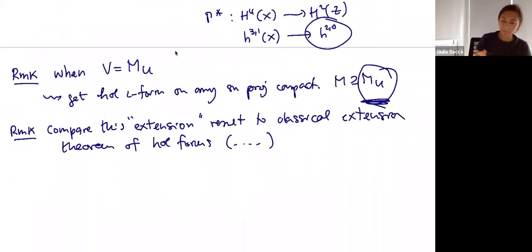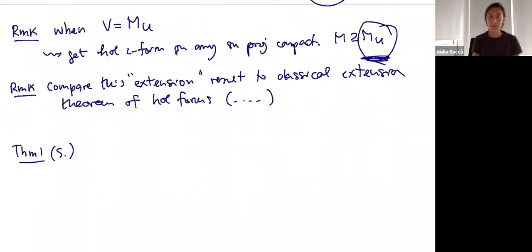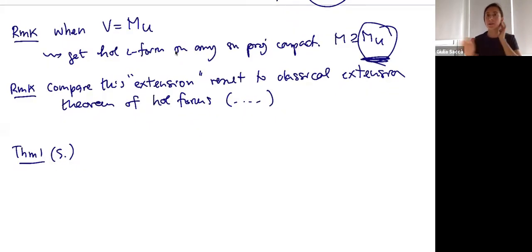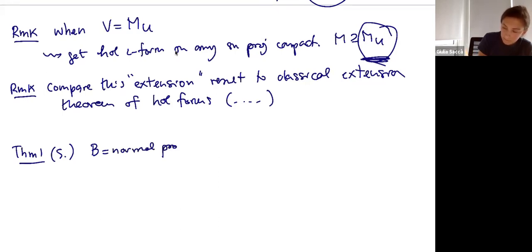Okay, so let me give you Theorem 1. This is work in progress. I mean, this theorem is written, but I'll say a little bit at the end about further directions. So now B is normal projective, and U is a non-empty open subset. And I suppose that M_U to U is a Lagrangian fibration.